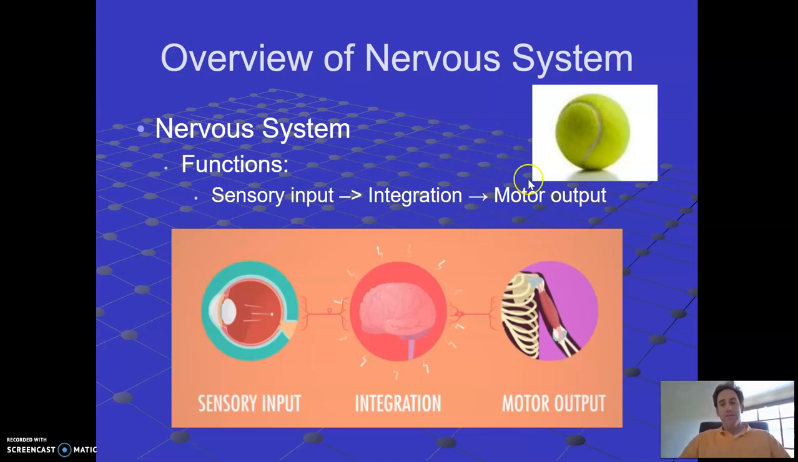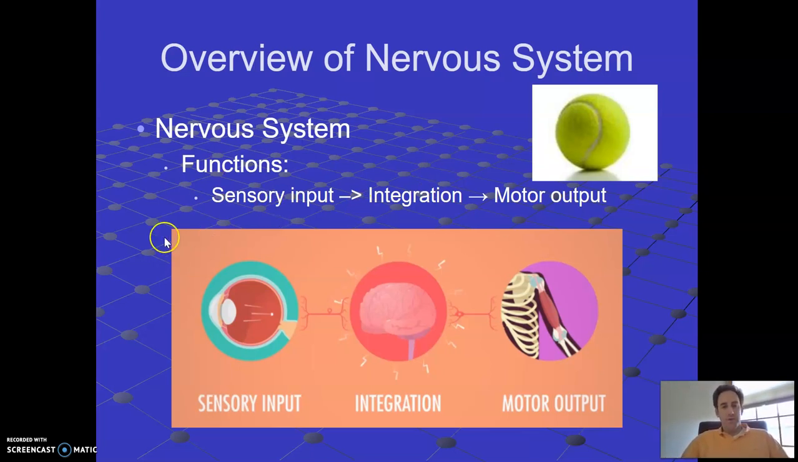And then finally, there's motor output, which means that my nervous system has to send a signal to my muscles that will cause them to bend and move and actually catch that ball. So again, sensory input as I see it, integration as I think about it, motor output as I send signals to my muscles to catch it.